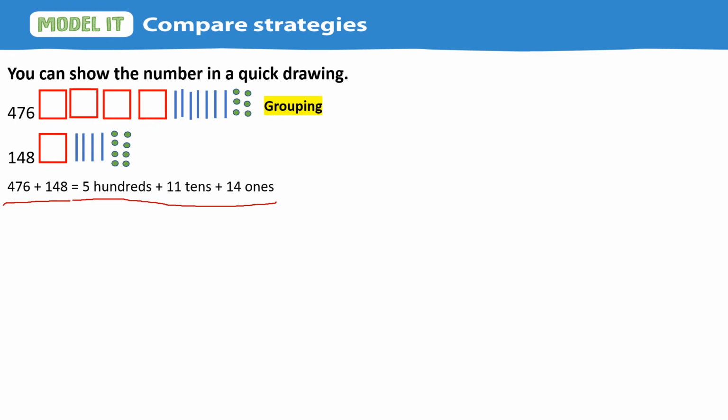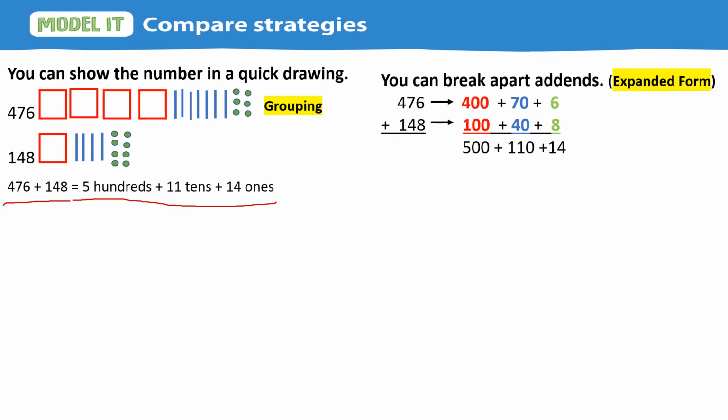You might have also, instead, used this strategy, which we also looked at in our last lesson. For this strategy, we're focusing on the expanded form. So we looked at 476 and broke it into our hundreds, tens, and ones, and the 148 into our hundreds, tens, and ones. Then we added hundreds together, tens together, and ones together to get the final equation we needed to get the total sum.